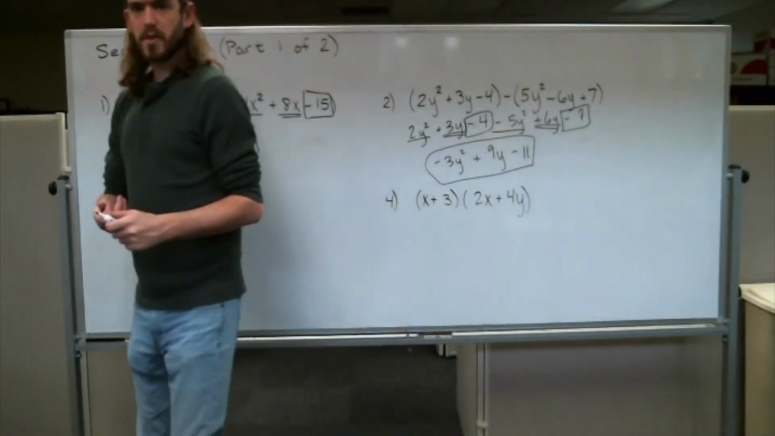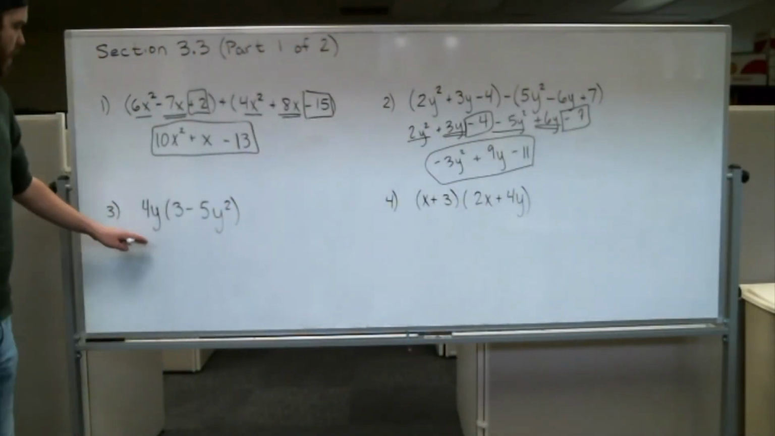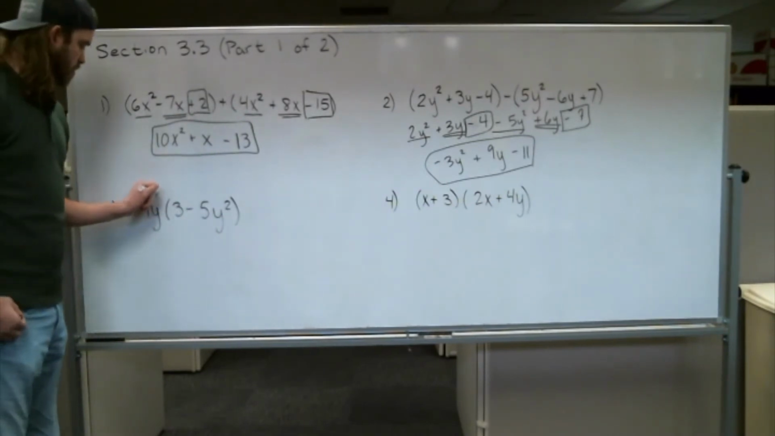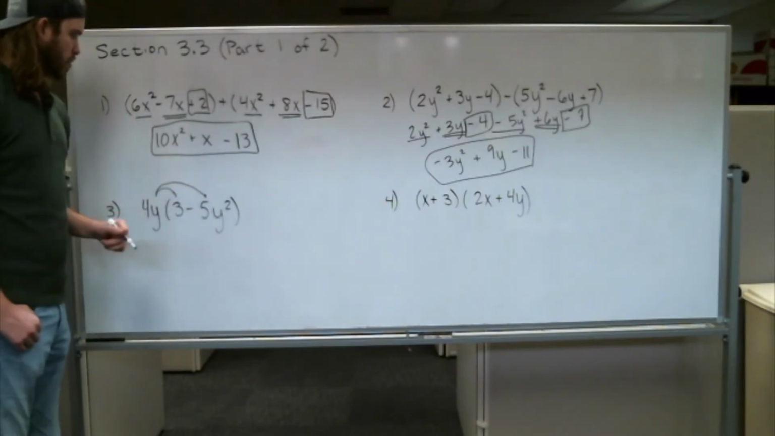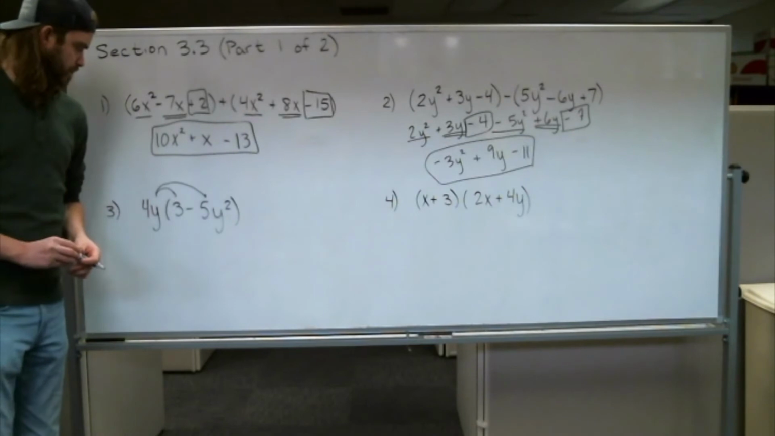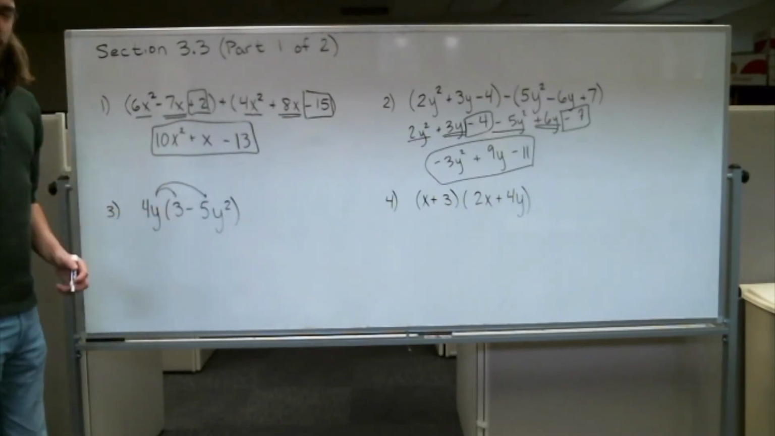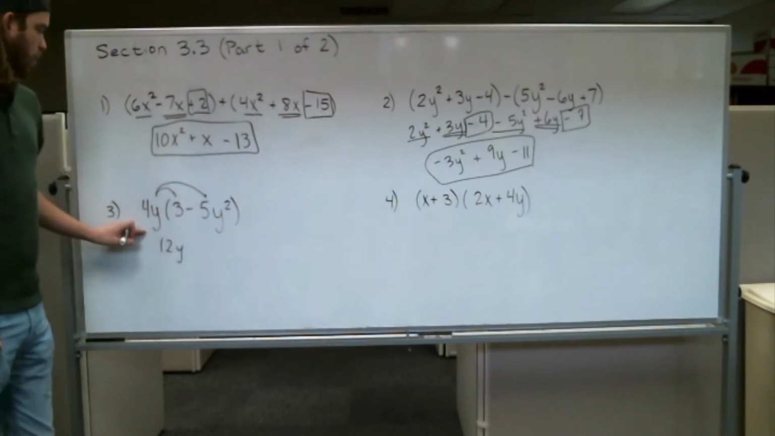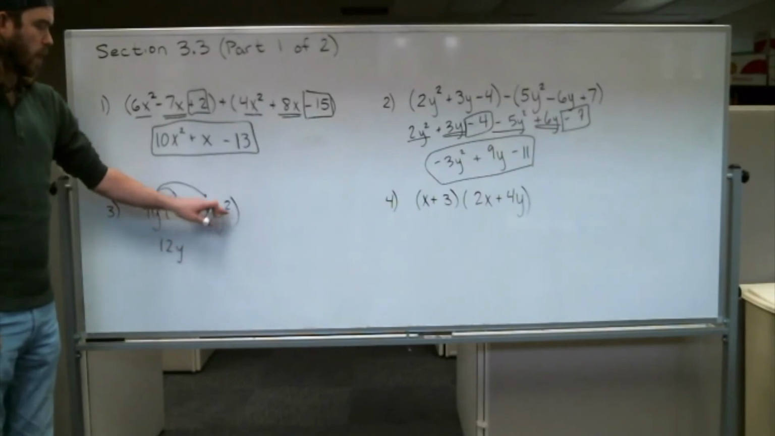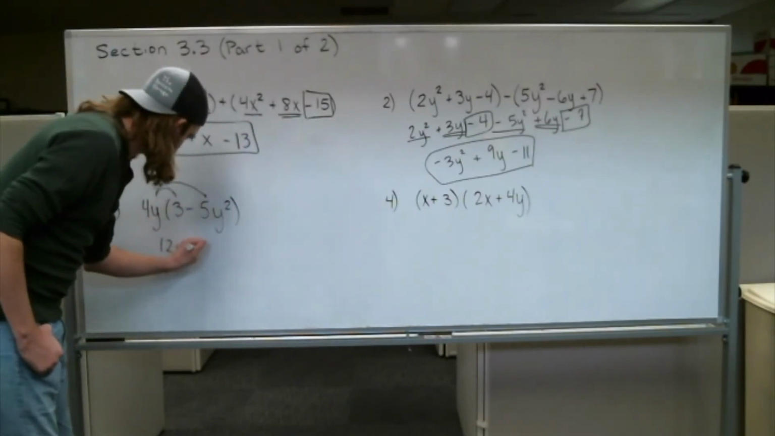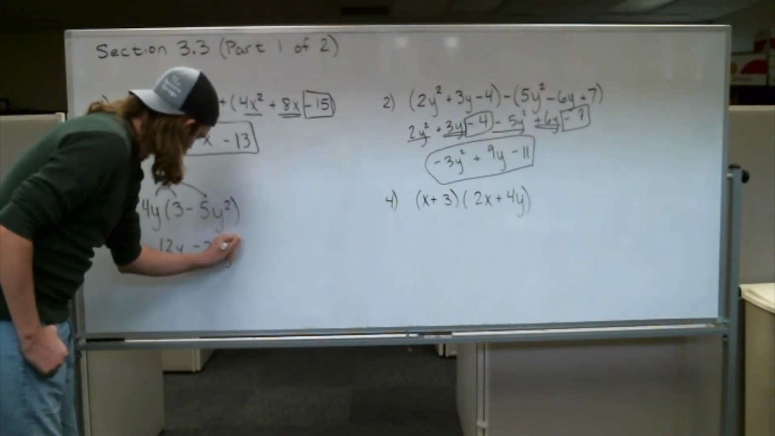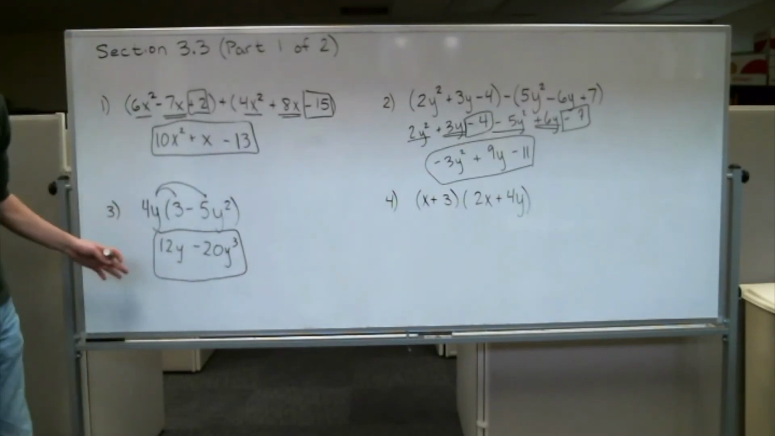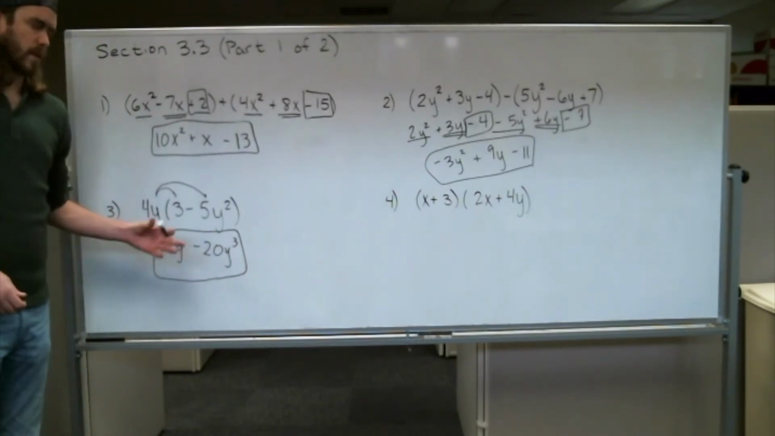Now let's move on to multiplying polynomials. Right here we have a monomial multiplied by a binomial. So what we're going to do is distribute this monomial to both terms in the binomial. So 4y times 3 is going to give us 12y. 4y times negative 5y squared is going to give us negative 20y to the third. And that's our answer. We do want to check to see if there's any like terms after we multiply, but in this case we don't need to do that.